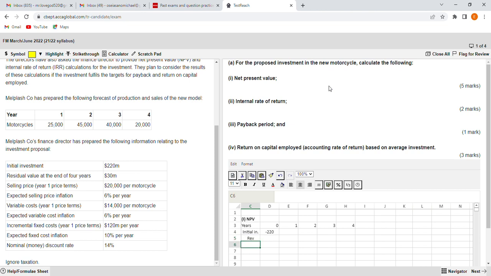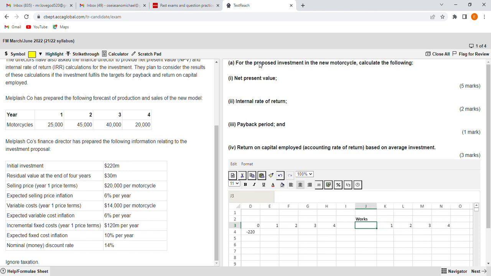Our revenue. But here they say that selling price, I will come back to the residual value, don't worry. Selling price year one, price terms 20,000 per motorcycle. So you need to set up your workings. So year one. So let us bring the years here. Year one, year two, year three, year four.